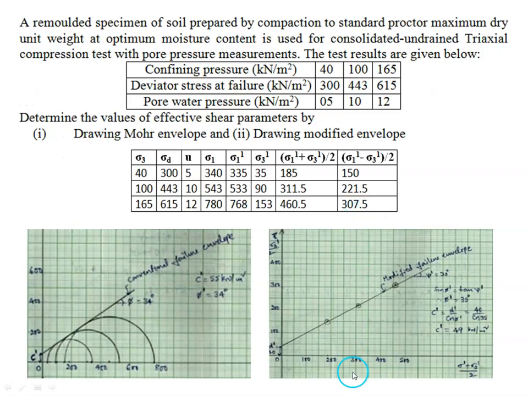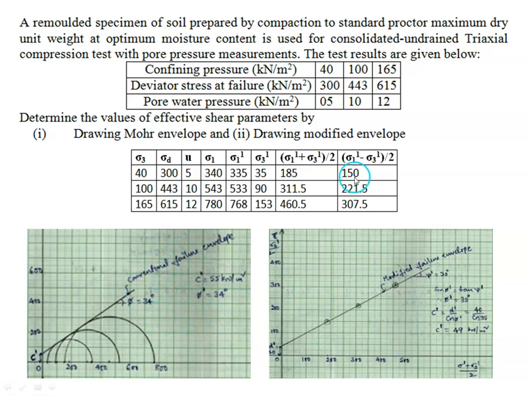Let us see an example. A remolded specimen of soil prepared by compaction to standard Proctor maximum dry unit weight at optimum moisture content is used for a consolidated drained triaxial compression test with pore pressure measurements. The test results are given below. Again, confining pressure, that is sigma 3, is given, sigma d is given, u is given.